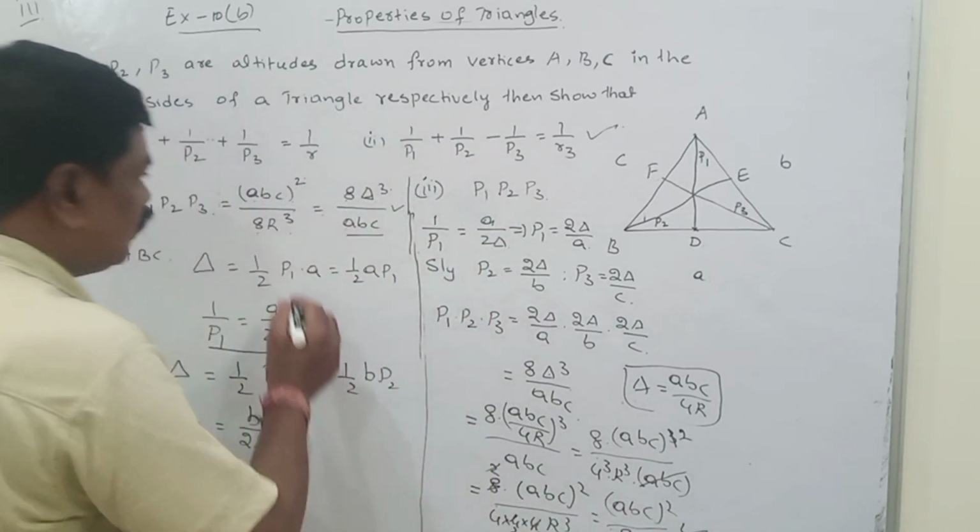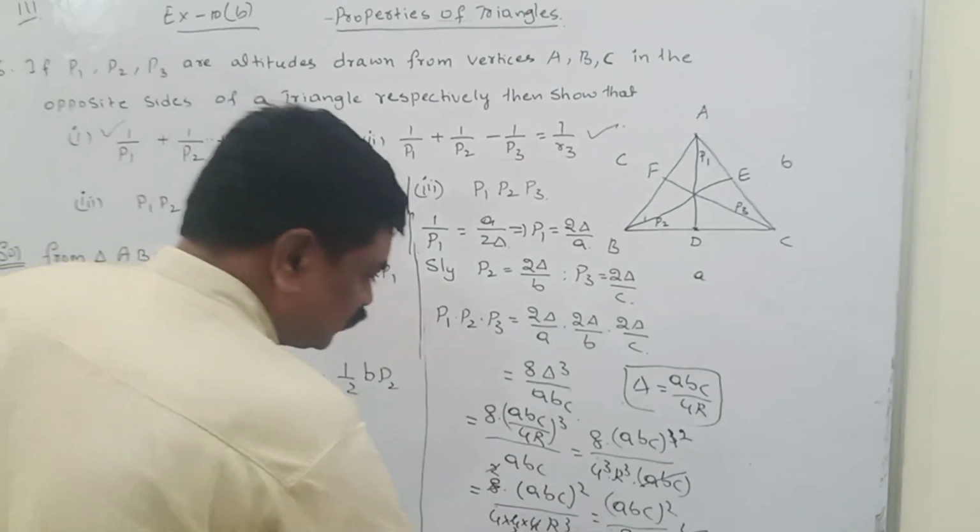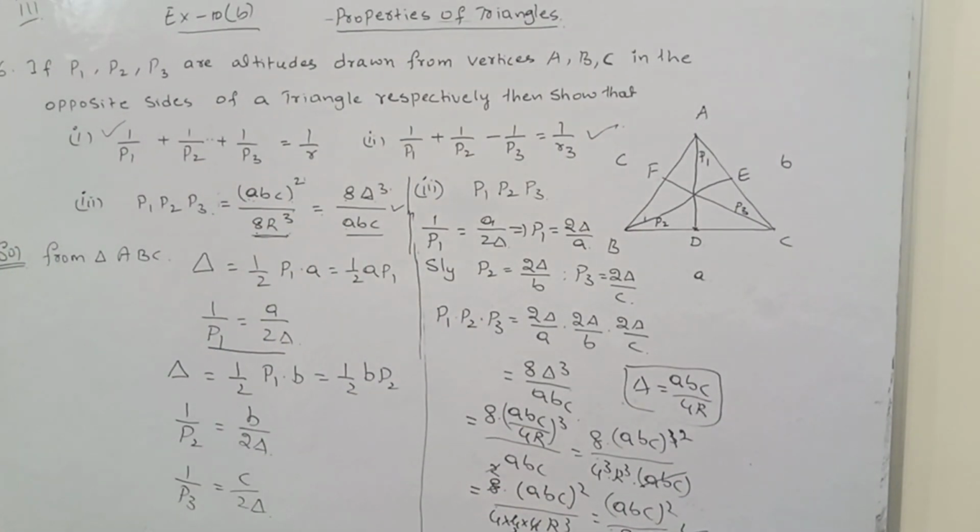This is the third problem. So ABC whole square by 8 R cube is there. Take care of it. That's all.